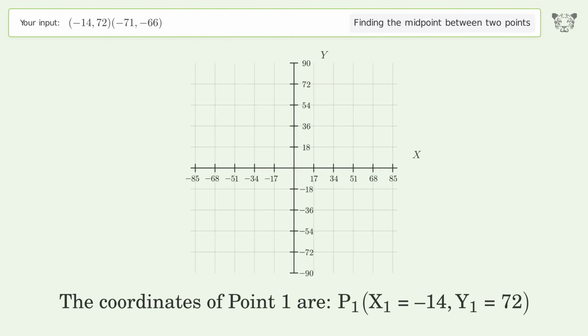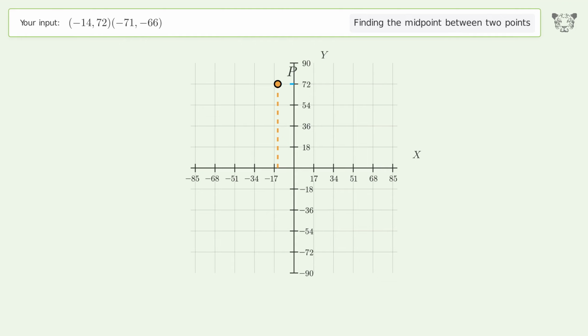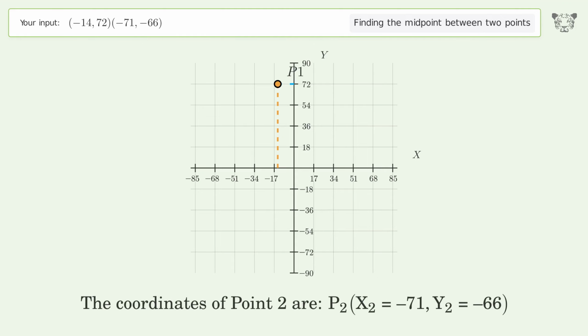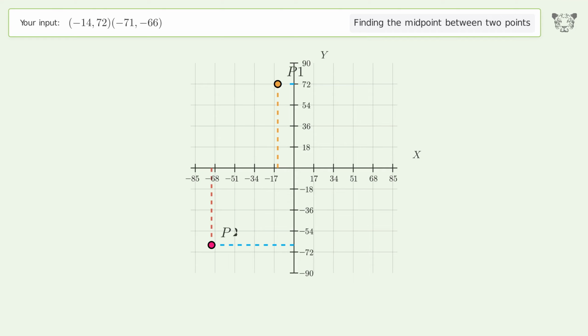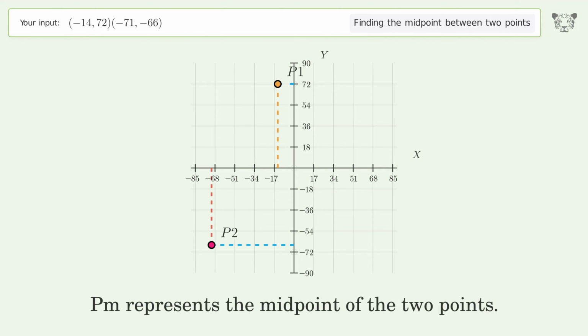The coordinates of point 1 are, x1 equals negative 14, y1 equals 72. The coordinates of point 2 are, x2 equals negative 71, y2 equals negative 66. PM represents the midpoint of the 2 points.